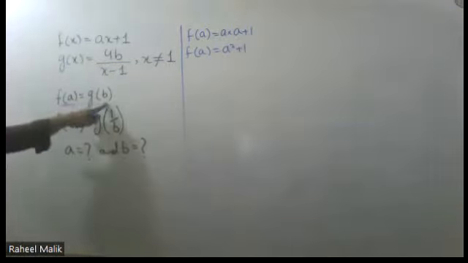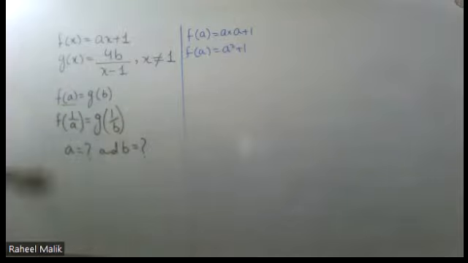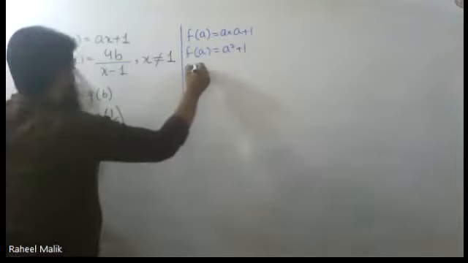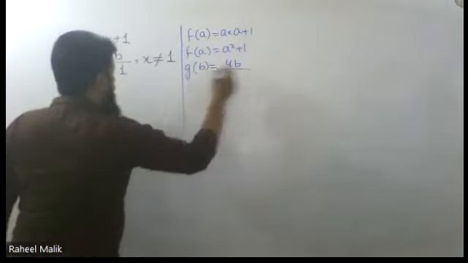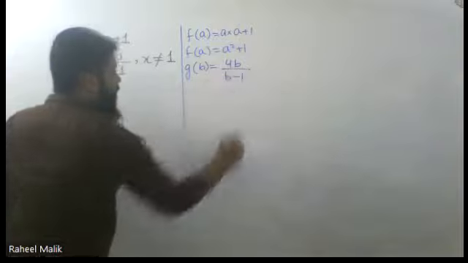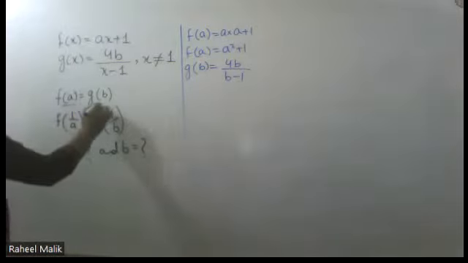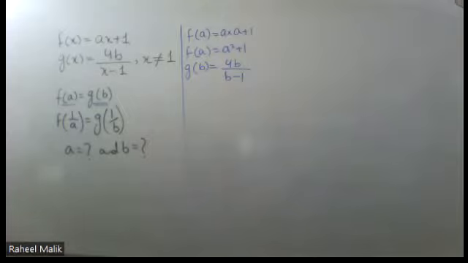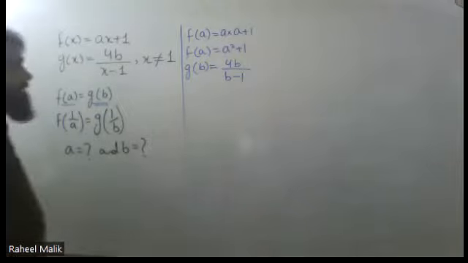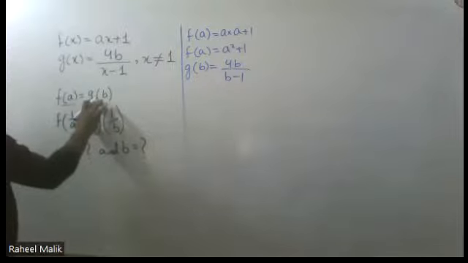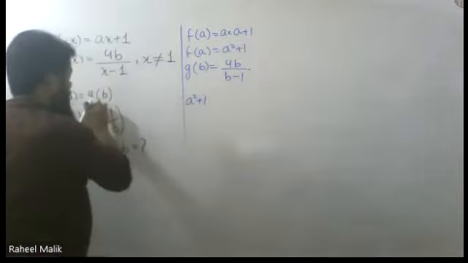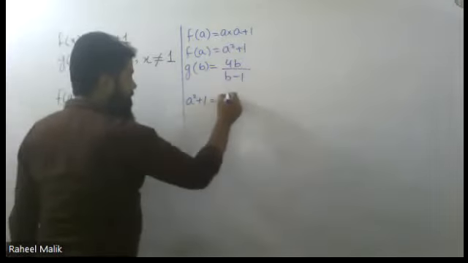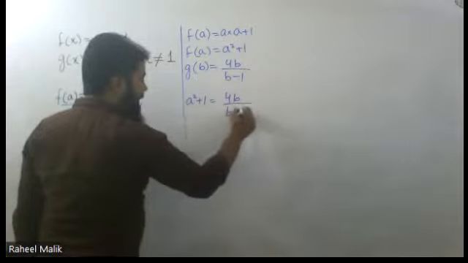After that, g of b. In g, in place of x, I will write b, so it is 4b over b minus 1. That is the g of b that I have got. Now, they have said f of a equals g of b. It means f of a, that is a square plus 1, equals g of b, that is 4b over b minus 1.